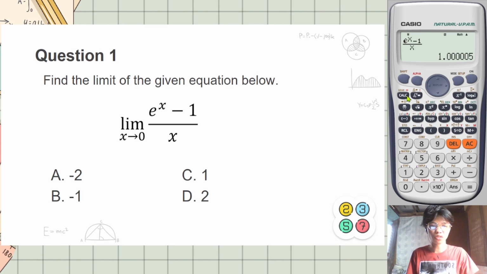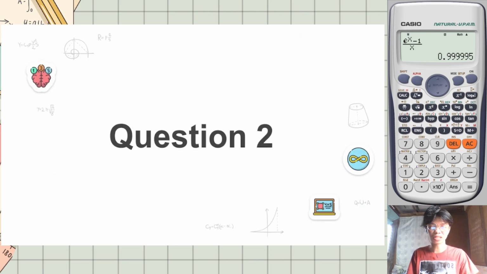To check, you can also use the negative side of 0, which is 0 minus 1 times 10 raised to negative 5. The answer is 0.999995, which is also approximately equal to 1. So the limit of this function is 1, letter C. That's it, easy, easy, engineers. Let us have the second question.